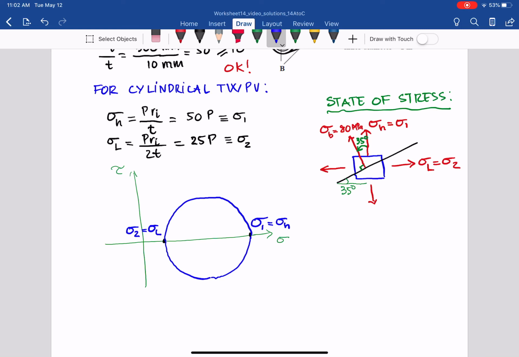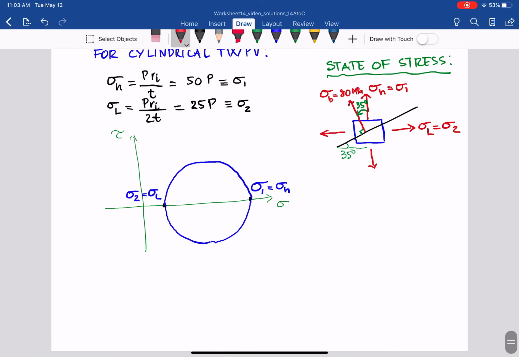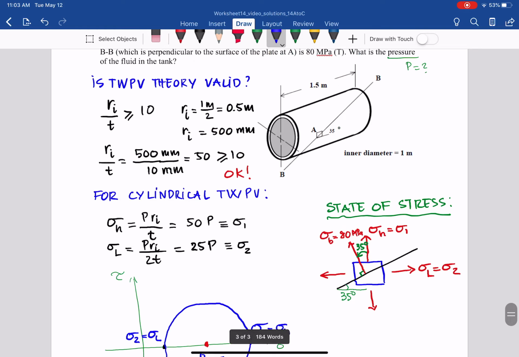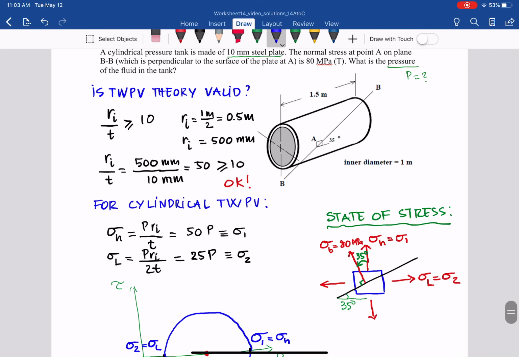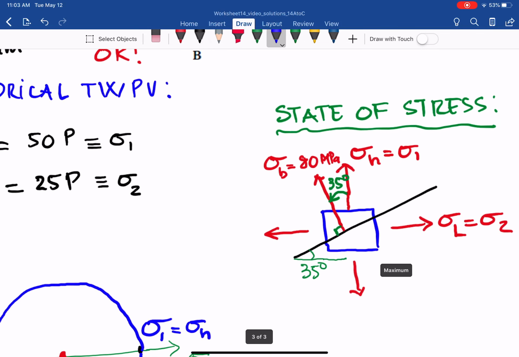So let's make the circle a little bit better, hopefully, with the second try. Okay, that looks better. So the center of the Mohr's circle is the sigma average, as everyone knows. The location is sigma average, 0, and plane B is 35 degrees counterclockwise from the sigma 1.